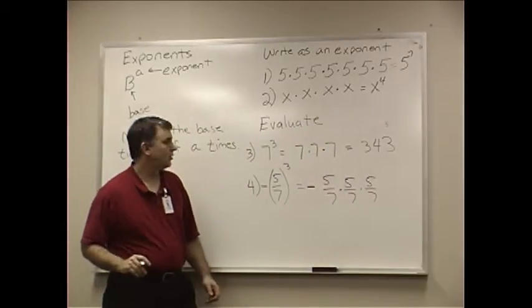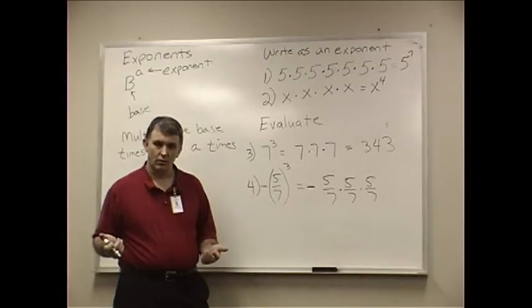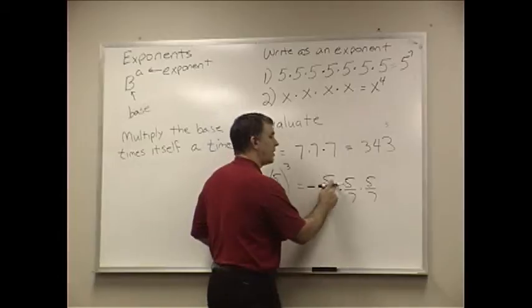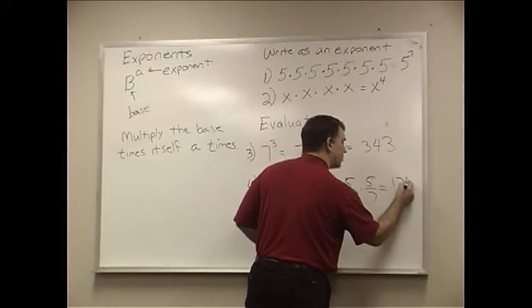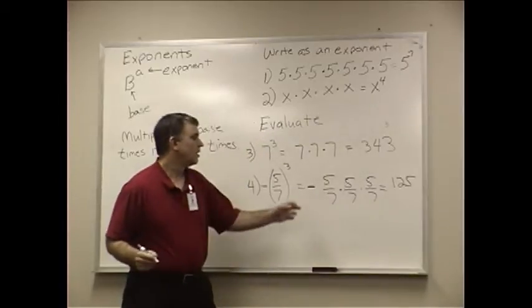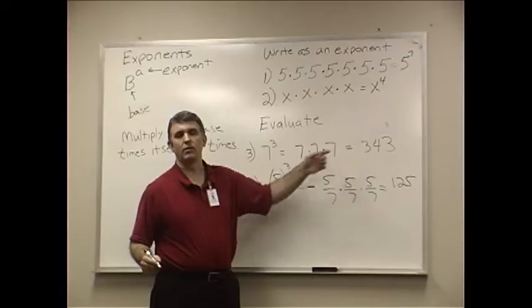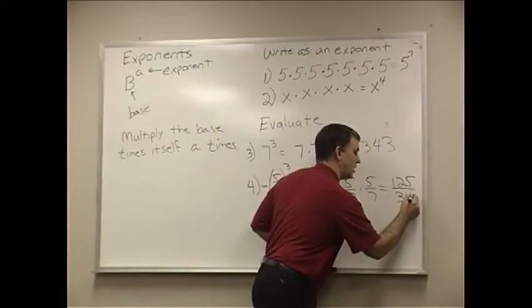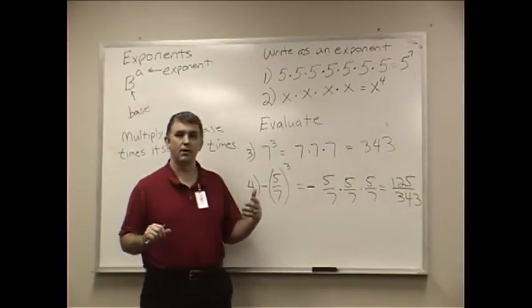Now with fractions, it's top times top times top, or numerator times numerator times numerator, denominator times denominator times denominator. 5 times 5 is 25, times 5 is 125. 7 times 7 times 7, we already did 7 times 7 times 7, didn't we? That's 343. Exponents are not really very difficult.